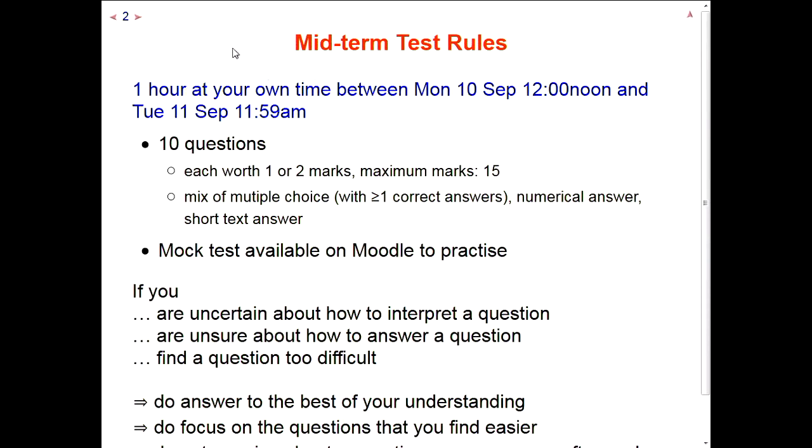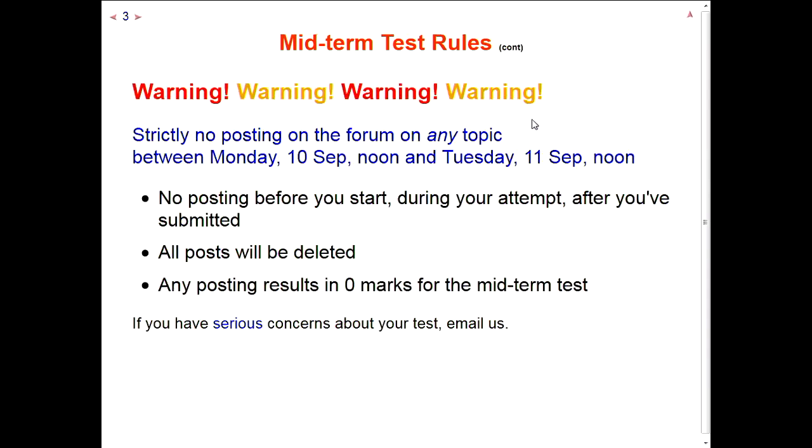I apologize in advance for the next slide, but on experience, I mean, it's common sense, but nonetheless, I just want to make it very clear that the purpose of the test is everyone does it themselves, everyone does it at different times, and it just makes no sense and would be totally unfair if anyone who has already done the test, let's say on Monday, would ask any question on the forum. So the strict rule is absolutely no posting on the forum on any topic while the test is up and running between Monday noon and Tuesday noon.